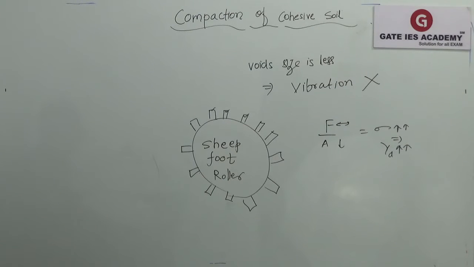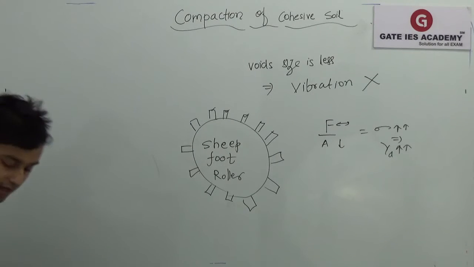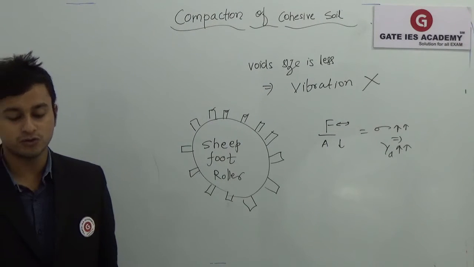Full stop. Then write down. As we want to apply large pressure at the contact point, we generally use a sheep foot roller for compacting clayey soil. Full stop. In a sheep foot roller, large load is transferred over a small area, hence huge pressure is created.